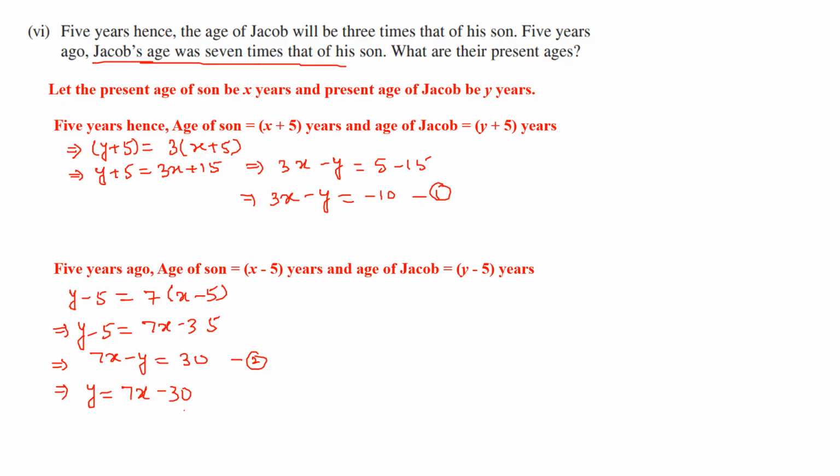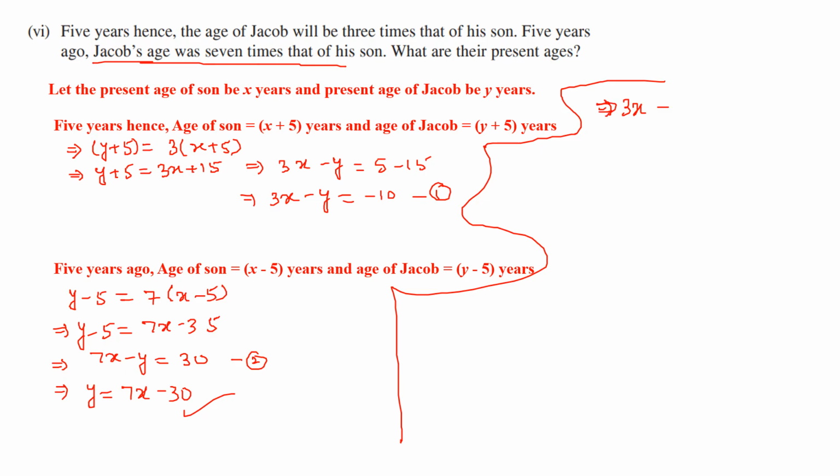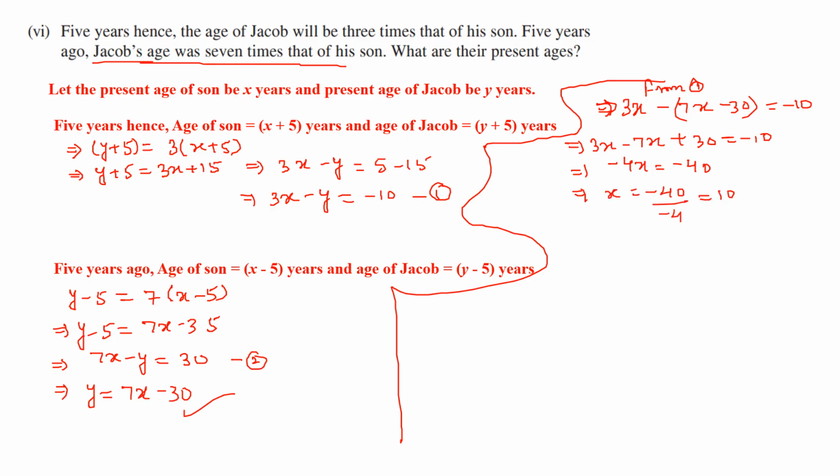Now I'm going to substitute this y value in equation 1. So let's substitute it. When we substitute in equation 1, what will I get? 3x minus y, where y is 7x minus 30, so let me put it in a bracket, equal to minus 10. Now let's solve it. 3x minus 7x plus 30 equal to minus 10, which gives me minus 4x equal to minus 40. So the value of x will be minus 40 divided by minus 4, which gives me 10. And once you get the value of x, let's get the value of y.